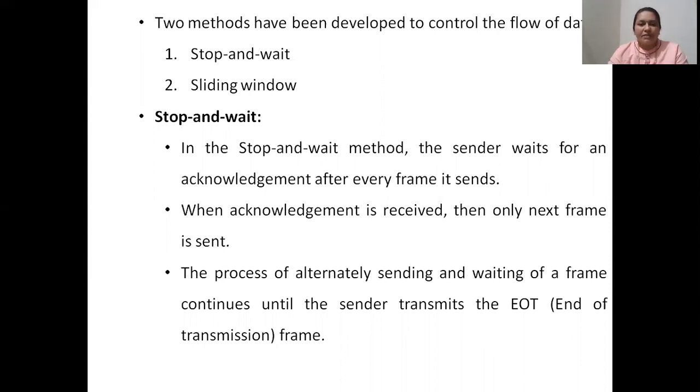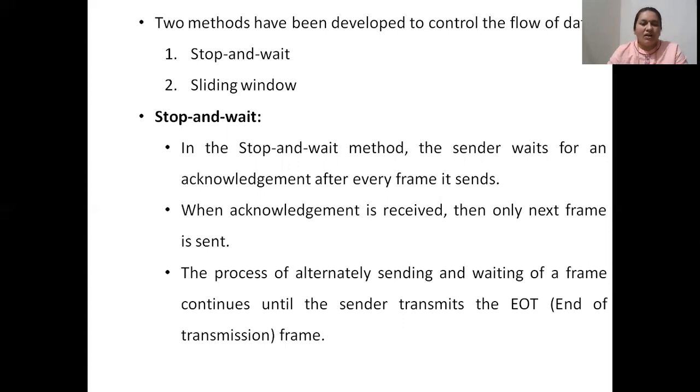In stop and wait method, the sender waits for an acknowledgement after every frame it sends. That is, a sender will send a frame and it will wait. The receiver, upon receiving the frame, will send back an acknowledgement saying that it has received the previous frame. Only when the acknowledgement is received, the sender will send the next frame.